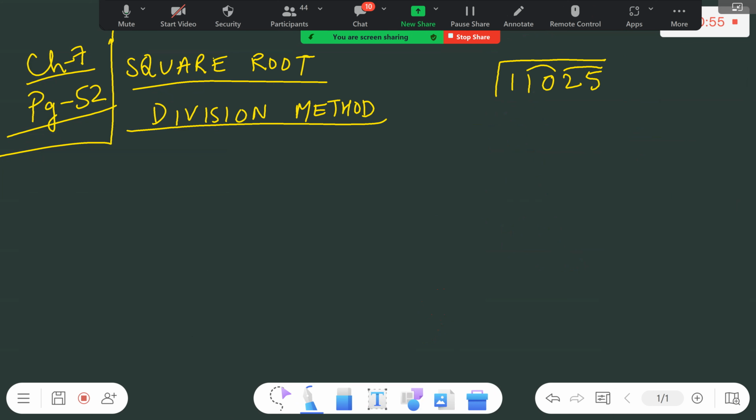What is that digit here? 20 something. 25. 28. What is 28 into 8? 224. And what is 29 into 9? 261, sorry. 261. This is greater than 260, isn't it? That is why we did not take 29. Okay? 29 into 9 is 261. Greater than 260. That is why we did not take 29.